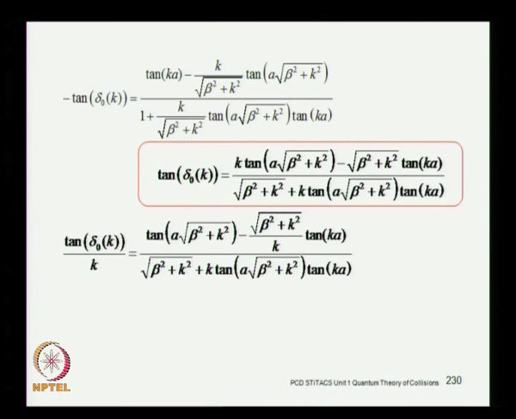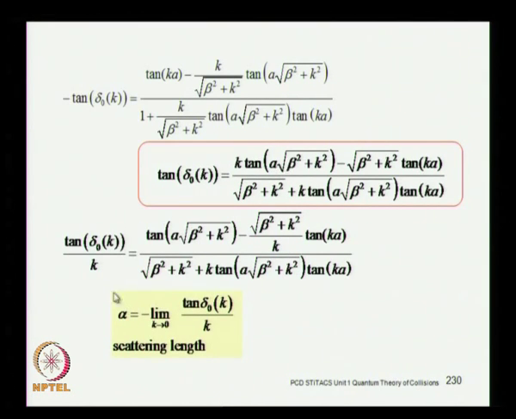and you can take this k from right to the left by dividing both sides by k. So, the first term becomes tangent of this angle, and in the second term you have got this square root of beta square plus k square divided by k.